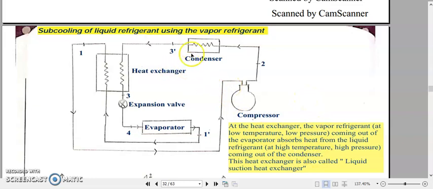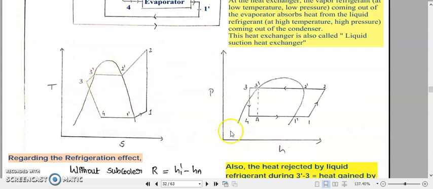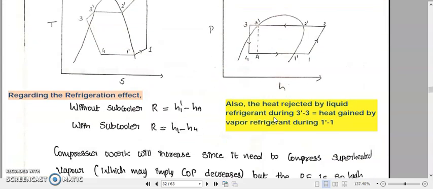What I recommend is that all of you, dear students, draw this diagram and also the associated TS diagram and pH diagram. Then write down the refrigeration effect without the subcooler and with the subcooler. We will require this when we are solving problems. Thank you.